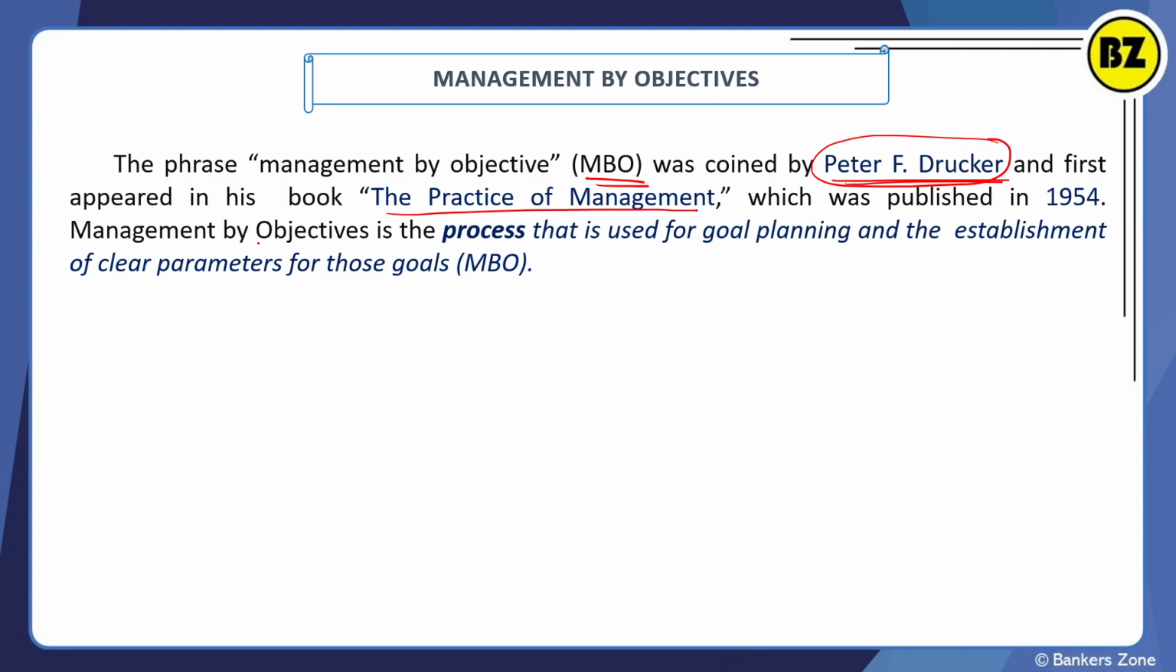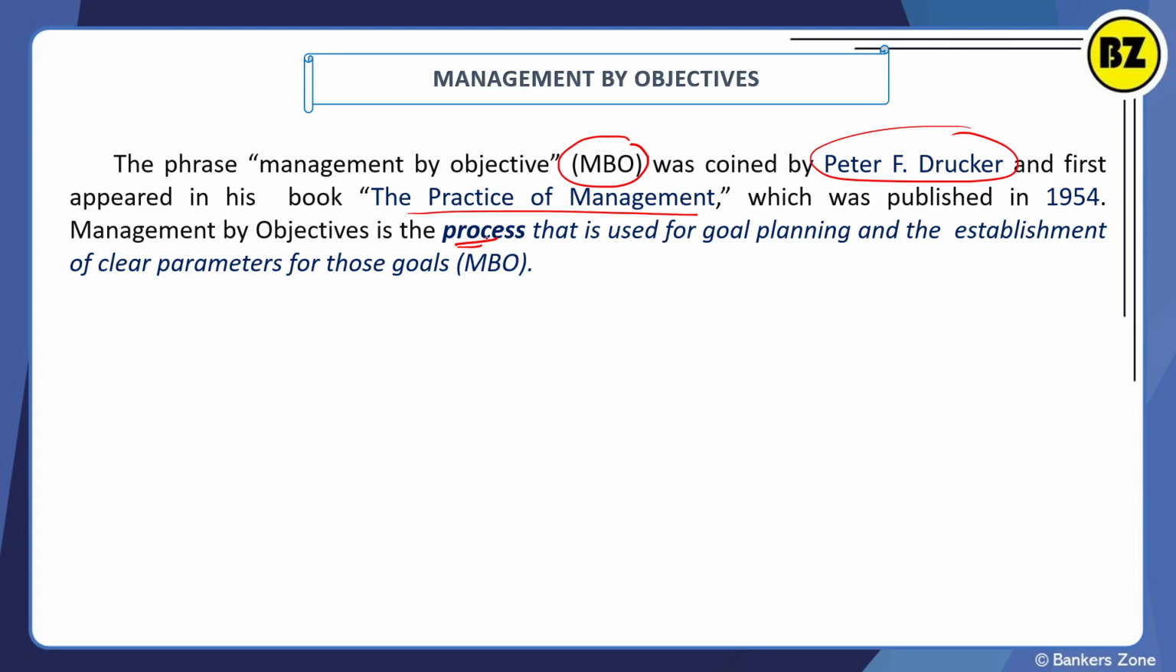Now see, management by objective is a process. What is the MBO? It is a process that is used for goal planning and the establishment of clear parameters for these goals. So what do you mean by MBO? First, understand that the term MBO was coined by Peter F. Drucker in his book The Practice of Management.